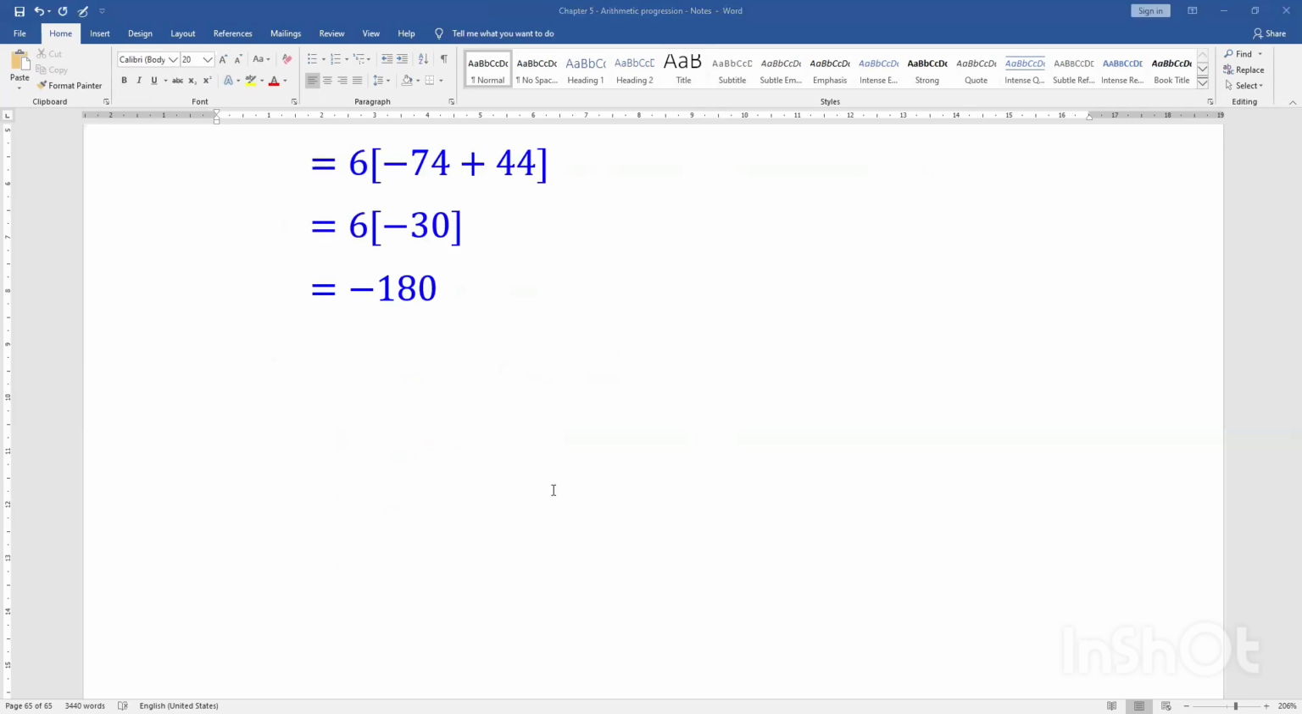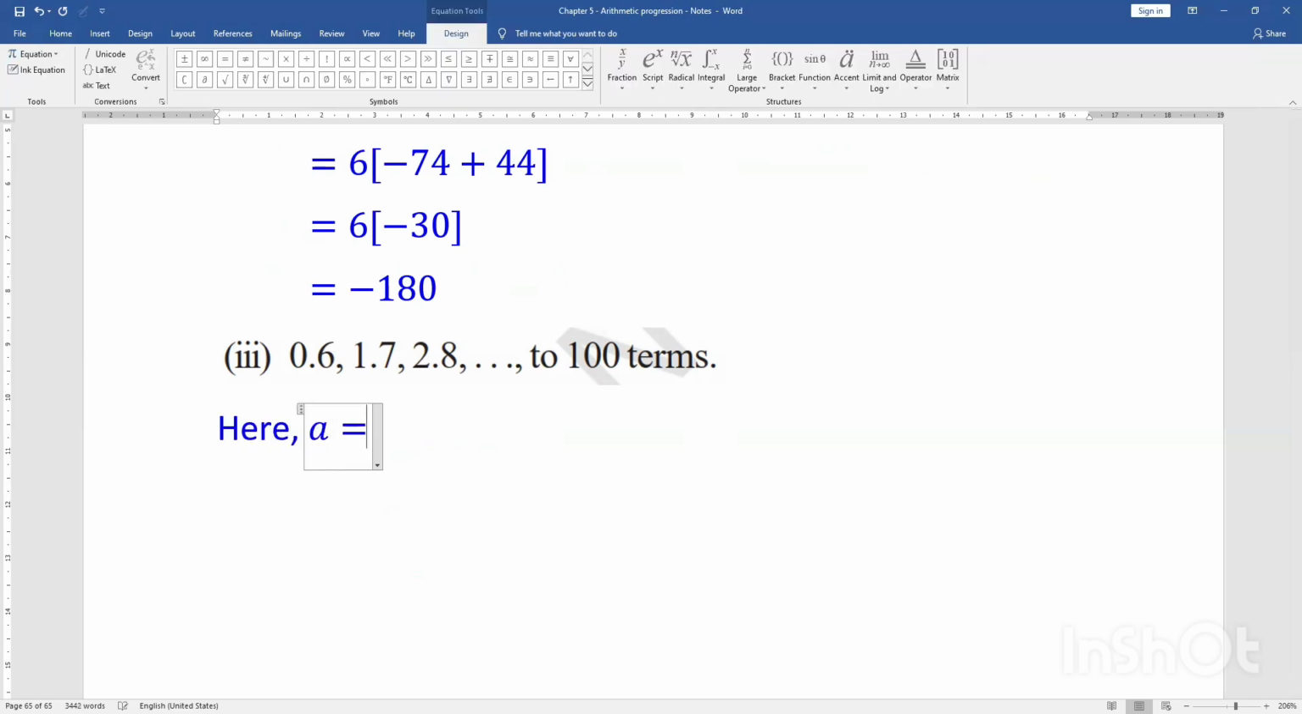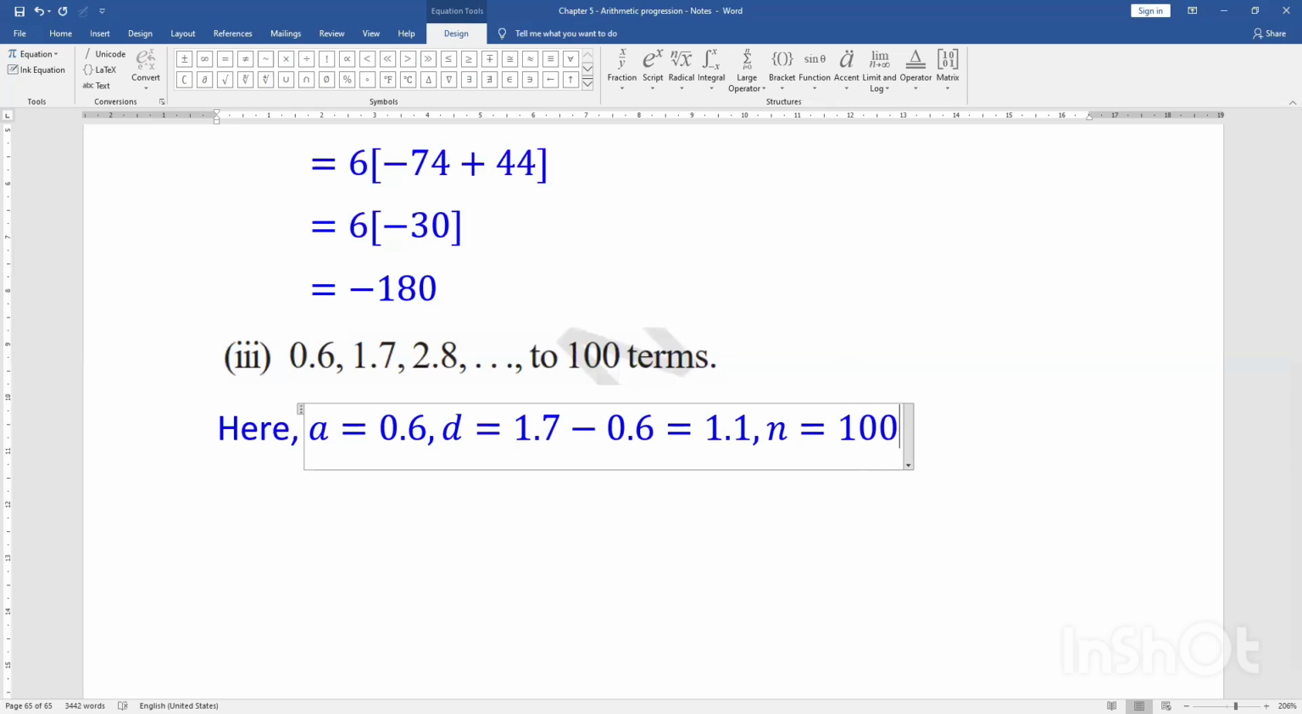Okay. Then we have the next problem, the third problem. That is 0.6, 1.7, 2.8, so on to 100 terms. Okay. So here we have a as 0.6 and d is equal to 1.7 minus 0.6, which will give you 1.1. Okay. And then what's the value of n? n here is 100 because they are asking for 100 terms. So n is equal to 100.